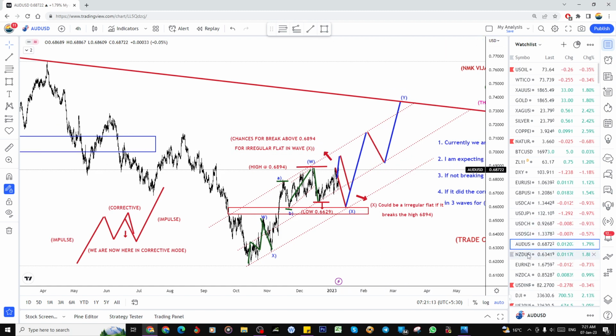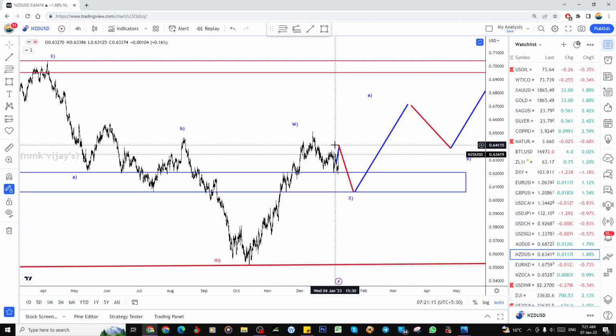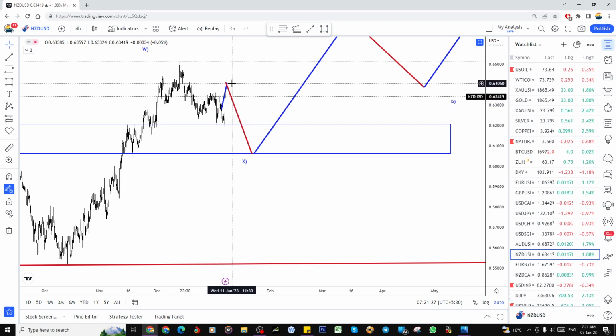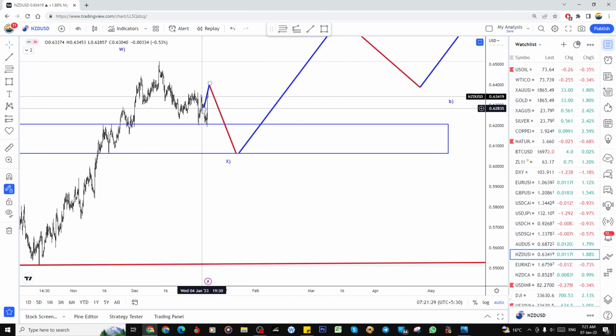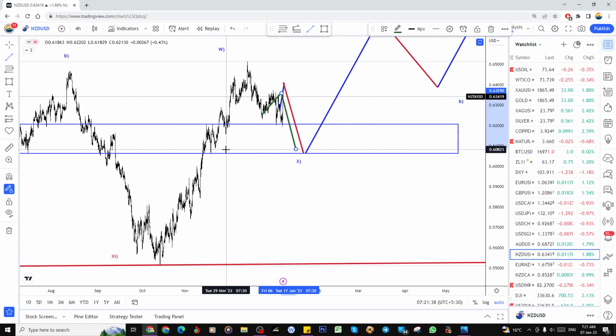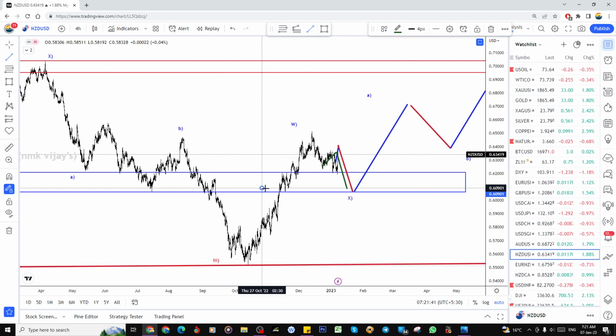So next is the New Zealand dollar. The same thing. The Australian dollar is stronger in this pattern, in this zone, but the New Zealand dollar is still weaker. It's looking like a somewhat expanded flat. From here I'm expecting this one. What it did, it took your stop loss and then again it bounced. So we are still in the downtrend only. This is the one I'm expecting. If it does like this, I will exit my short in the New Zealand dollar and book the profit.